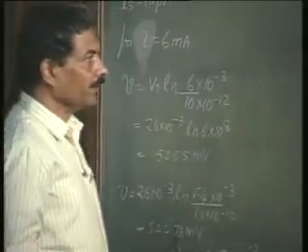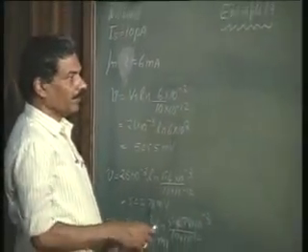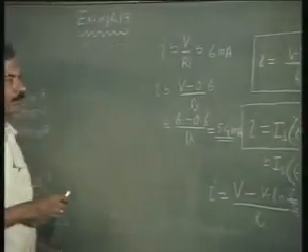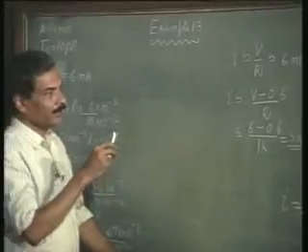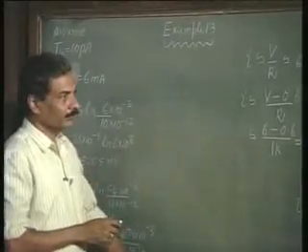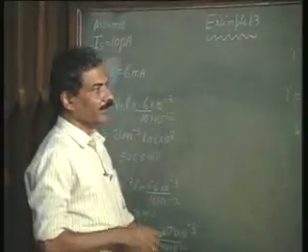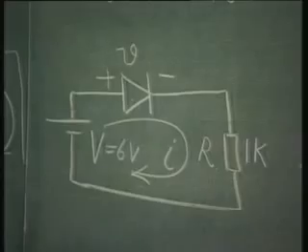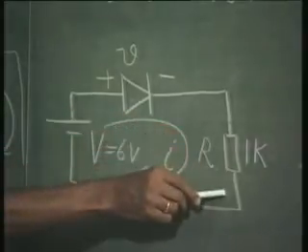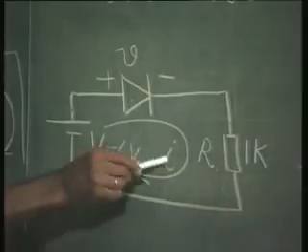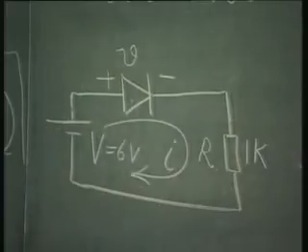So, we will treat it as an example now, the same problem of a diode connected to a resistance of 1 kilo ohm through a battery of 6 volts. Determine the current through the diode and the voltage across the diode. So, if such is the problem, the circuit is given here. A diode is connected to a load resistance of 1 kilo ohm and a bias voltage of 6 volts. Determine I and V.